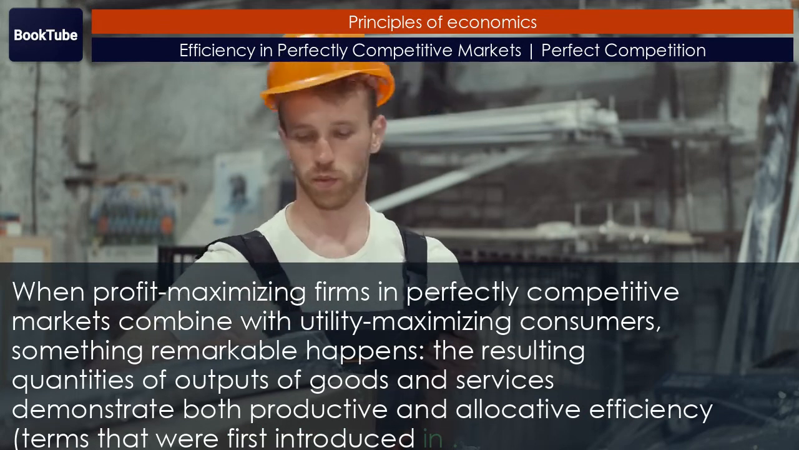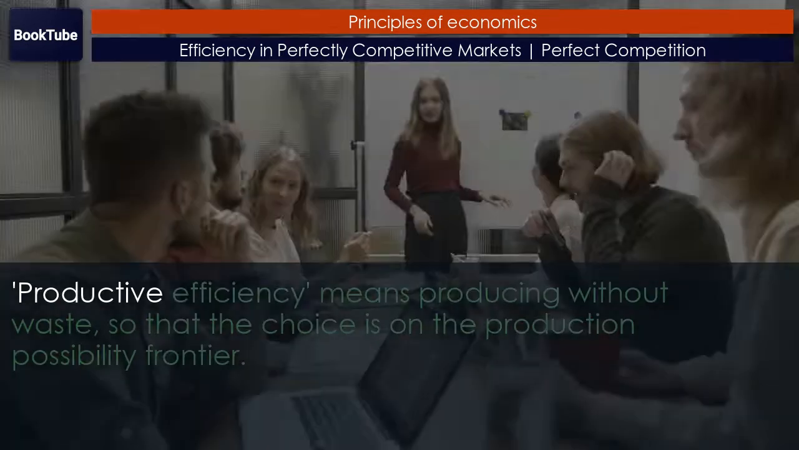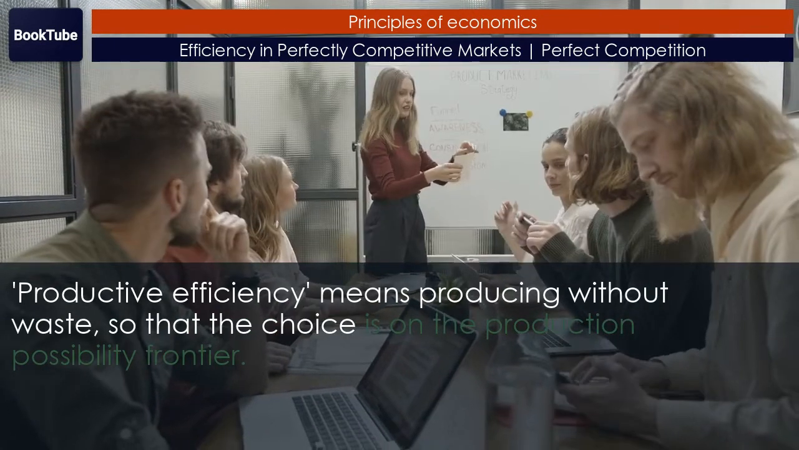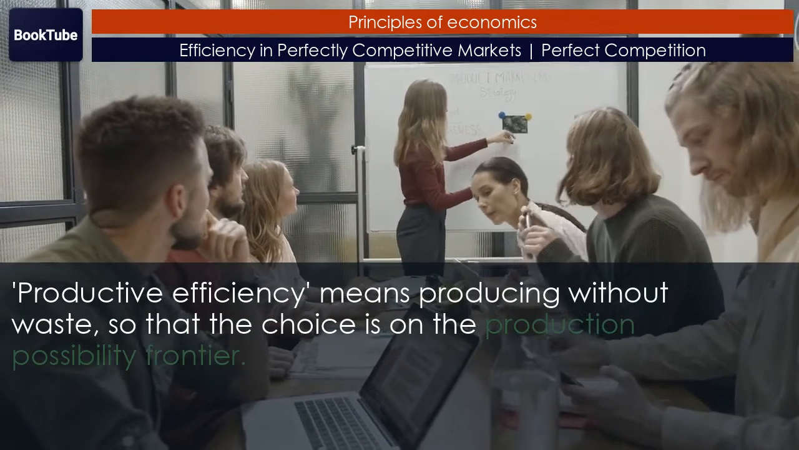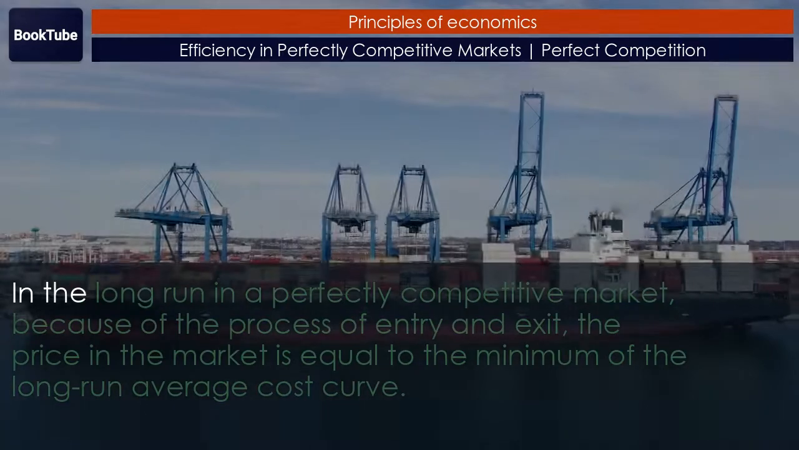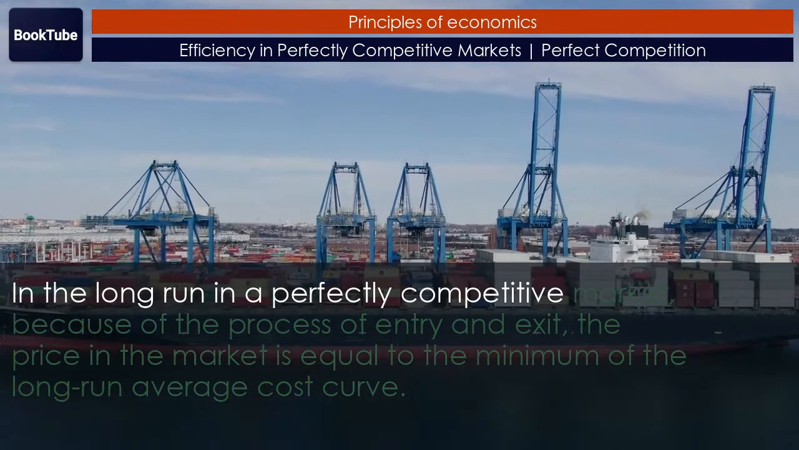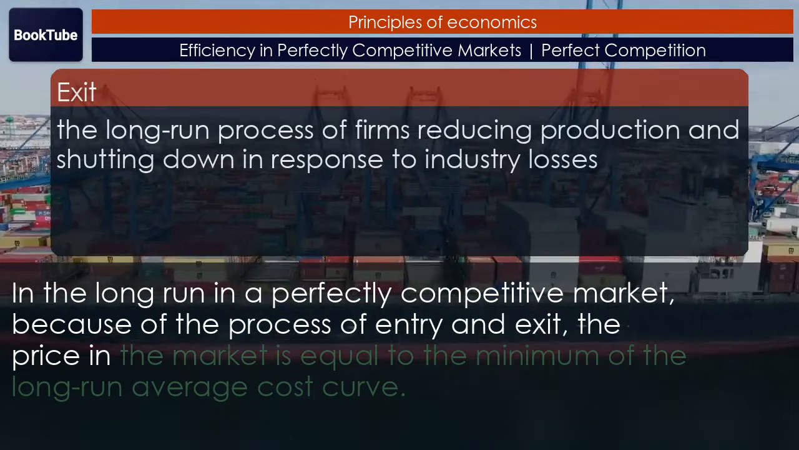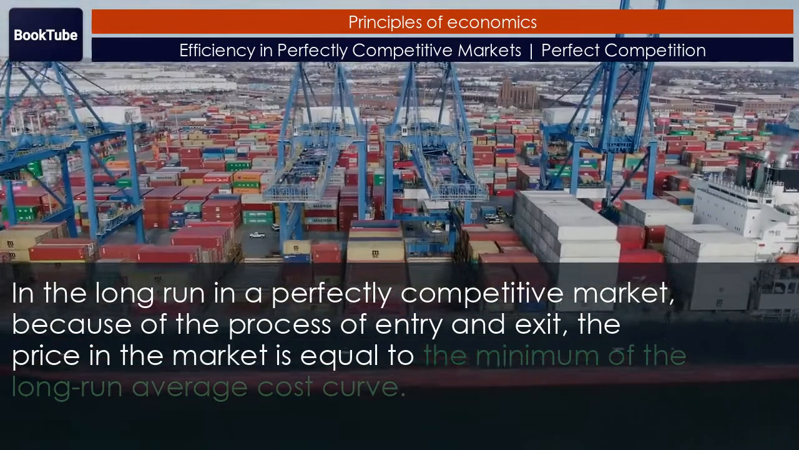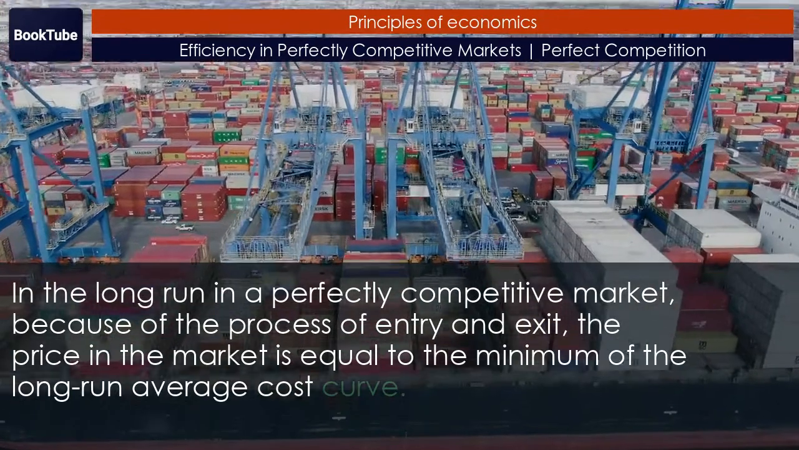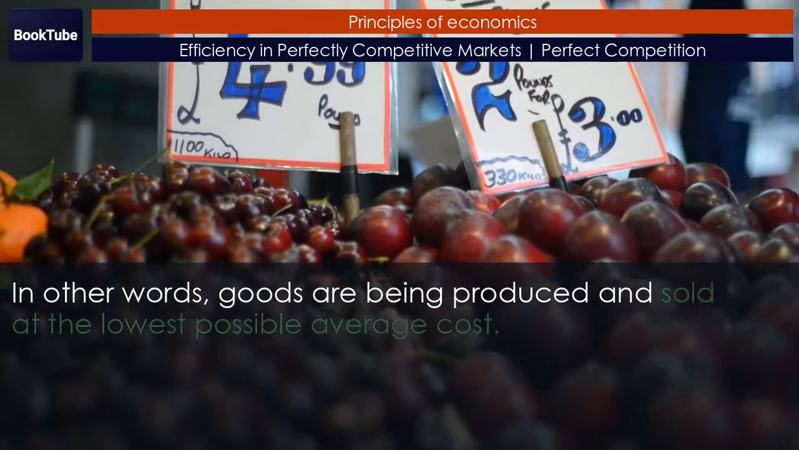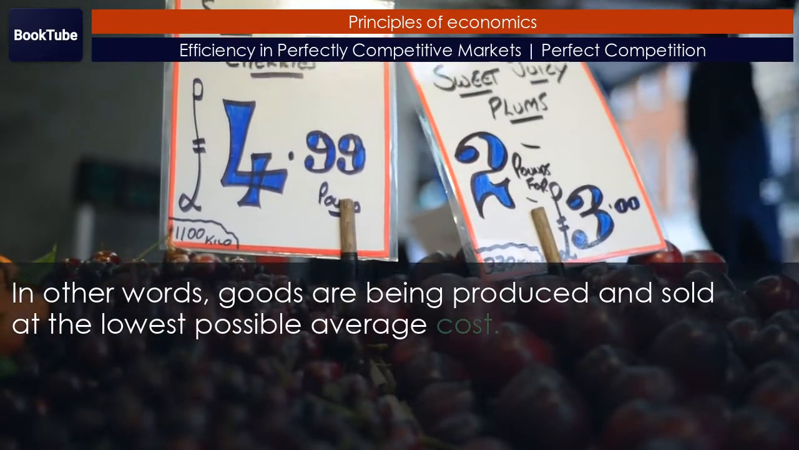Terms that were first introduced: productive efficiency means producing without waste, so that the choice is on the production possibility frontier. In the long run, in a perfectly competitive market, because of the process of entry and exit, the price in the market is equal to the minimum of the long-run average cost curve. In other words, goods are being produced and sold at the lowest possible average cost.